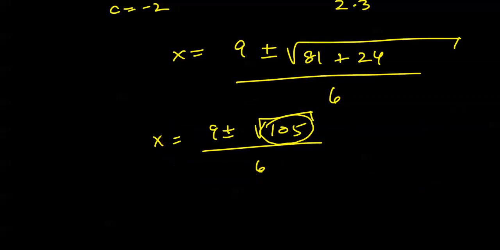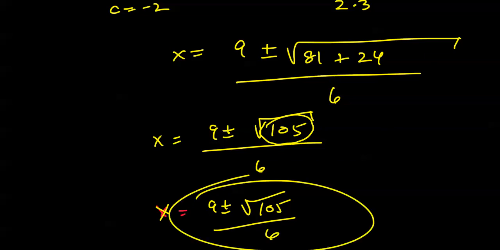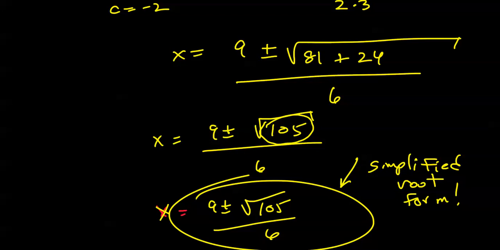Alright, so I'd say this is my final answer. x equals 9 plus or minus root 105 over 6. Final answer. Yes, you can get a decimal approximation. The square root of 105 is slightly bigger than 10, right? Square root of 100 is 10. But I'm going to call this my answer in simplified root form. No decimal approximations, please. Okay?